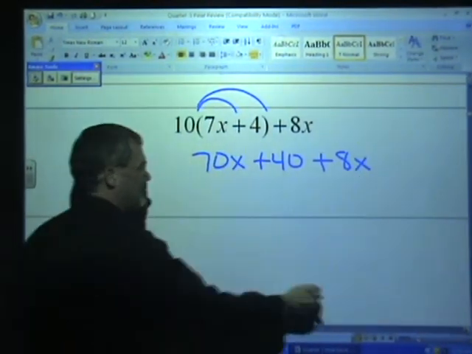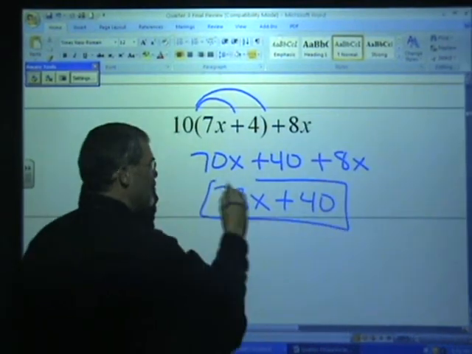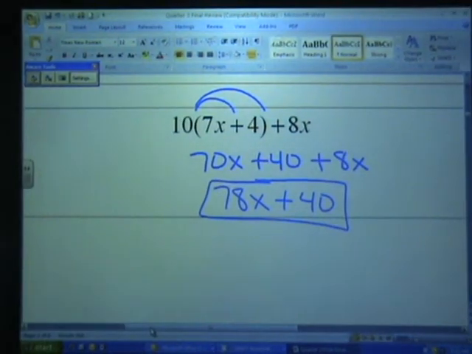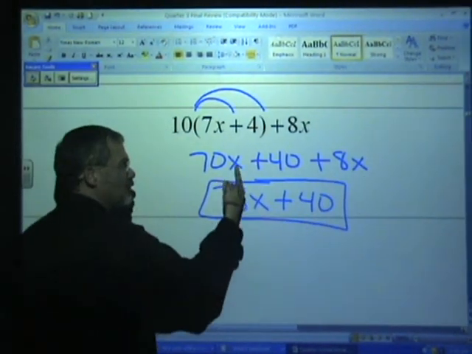What's 70x plus 8x? 78x, right, plus 40. And you're done because you can't combine those. They're not like terms. They have to stay separate, like a binomial. We could add 70x and 8x, we turn that into 78x, because these are like terms. They both have x.